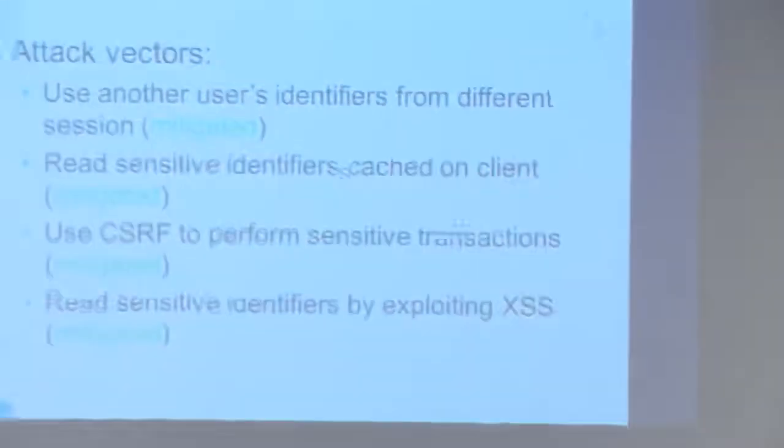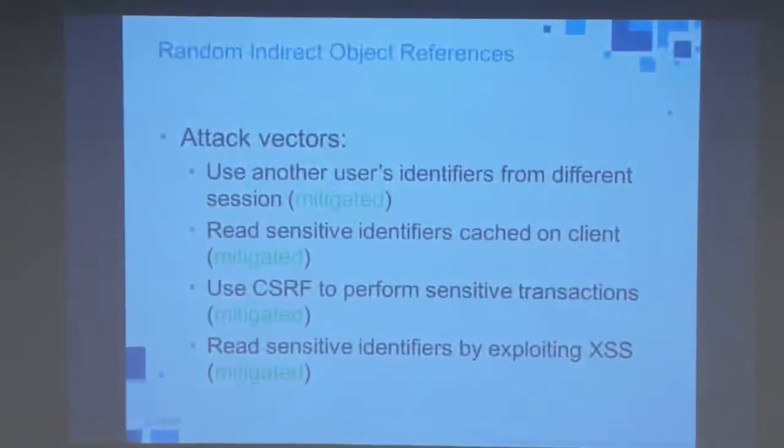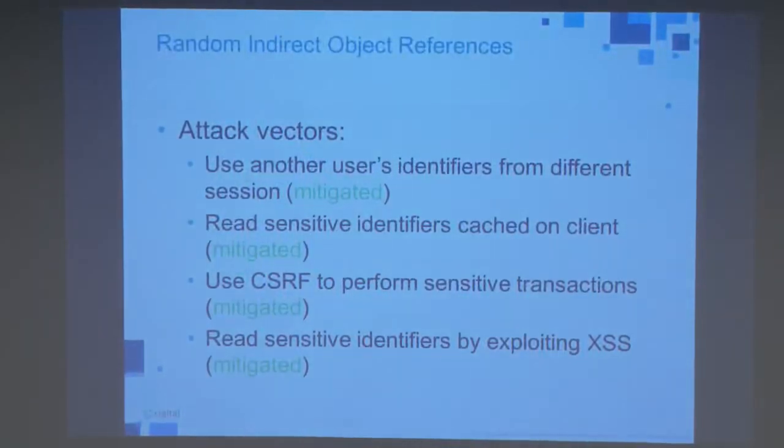Mitigates everything, right? You can no longer use another user's identifier from your session. Can't read sensitive identifiers. You can't use cross-site request forgery to perform sensitive transactions because now these identifiers are highly unpredictable. So, aren't we just done? Why do we need another solution? So, what's the problem with random indirect object references?